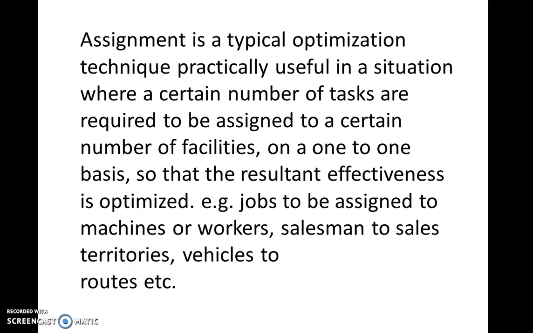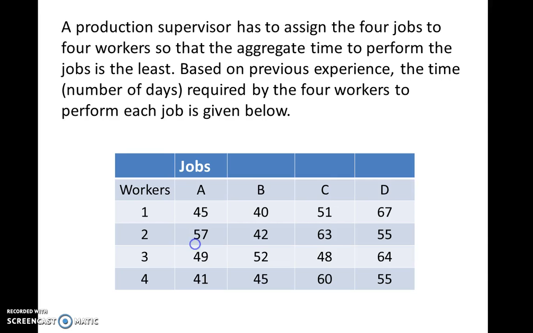It's a typical optimization technique, practically useful in a situation where a certain number of tasks are required to be assigned to a certain number of facilities on a one-to-one basis so that the resultant effectiveness is optimized. For example, assigning jobs to different workers or machines, assigning salesmen to different sales territories, assigning vehicles to routes, etc. In the next slide, we will look at a problem and then see how to solve it using Hungarian method.